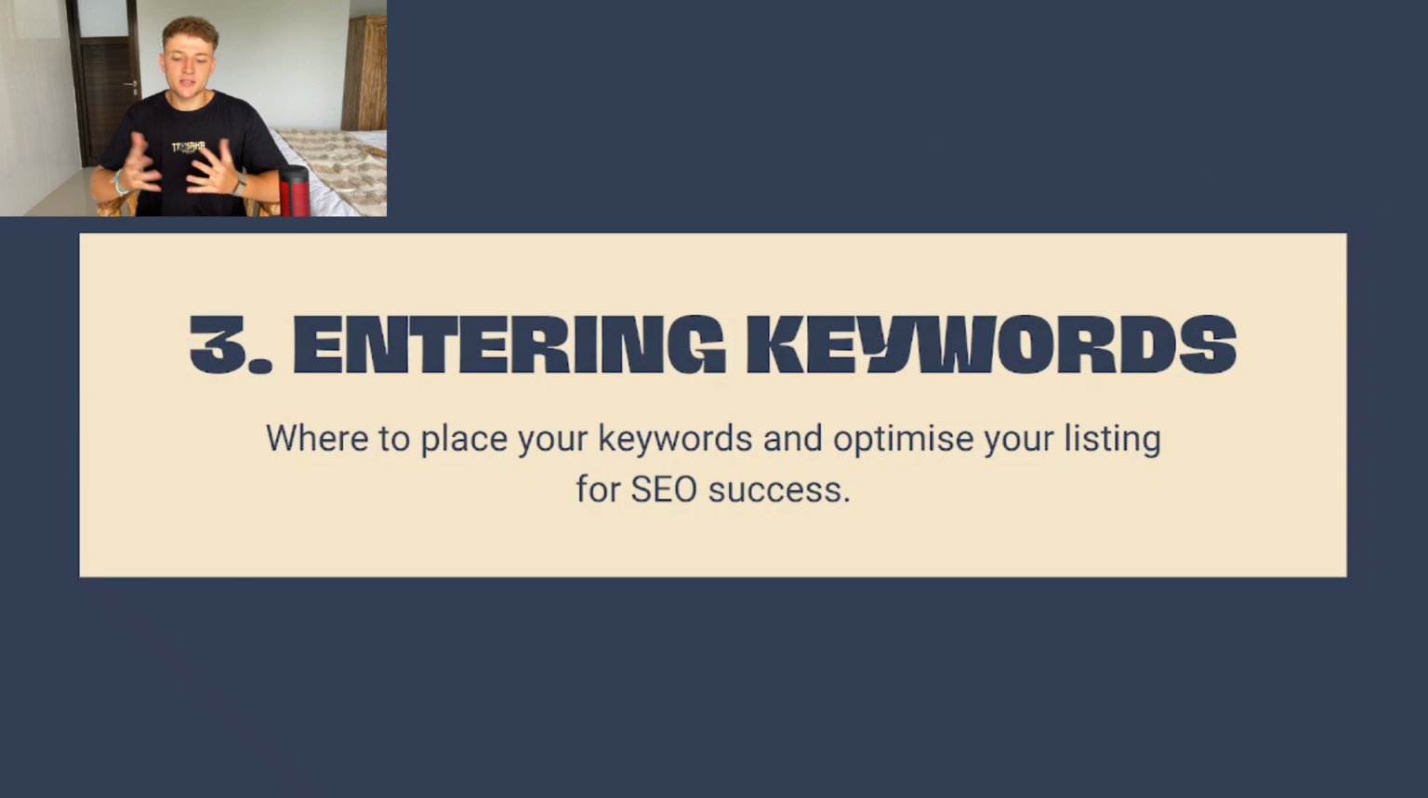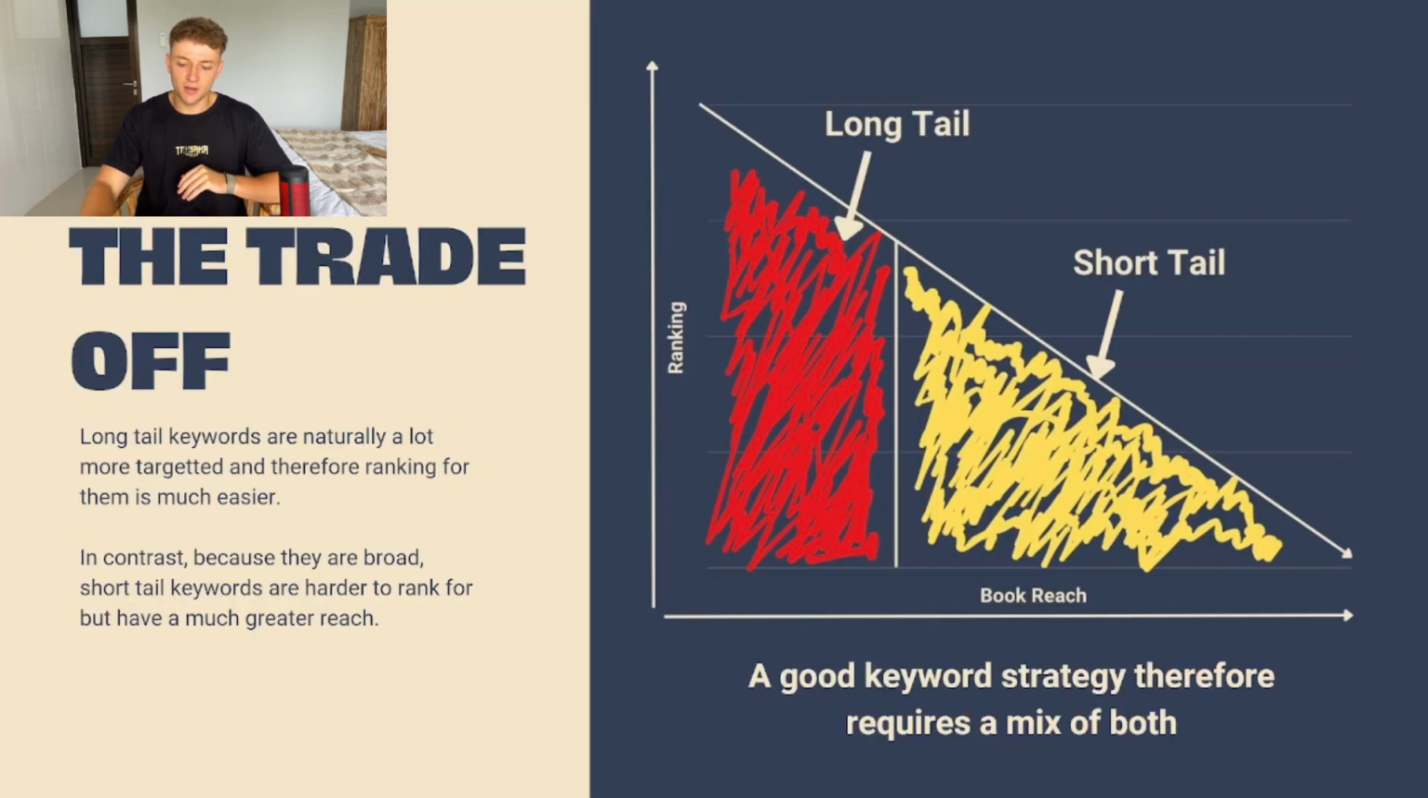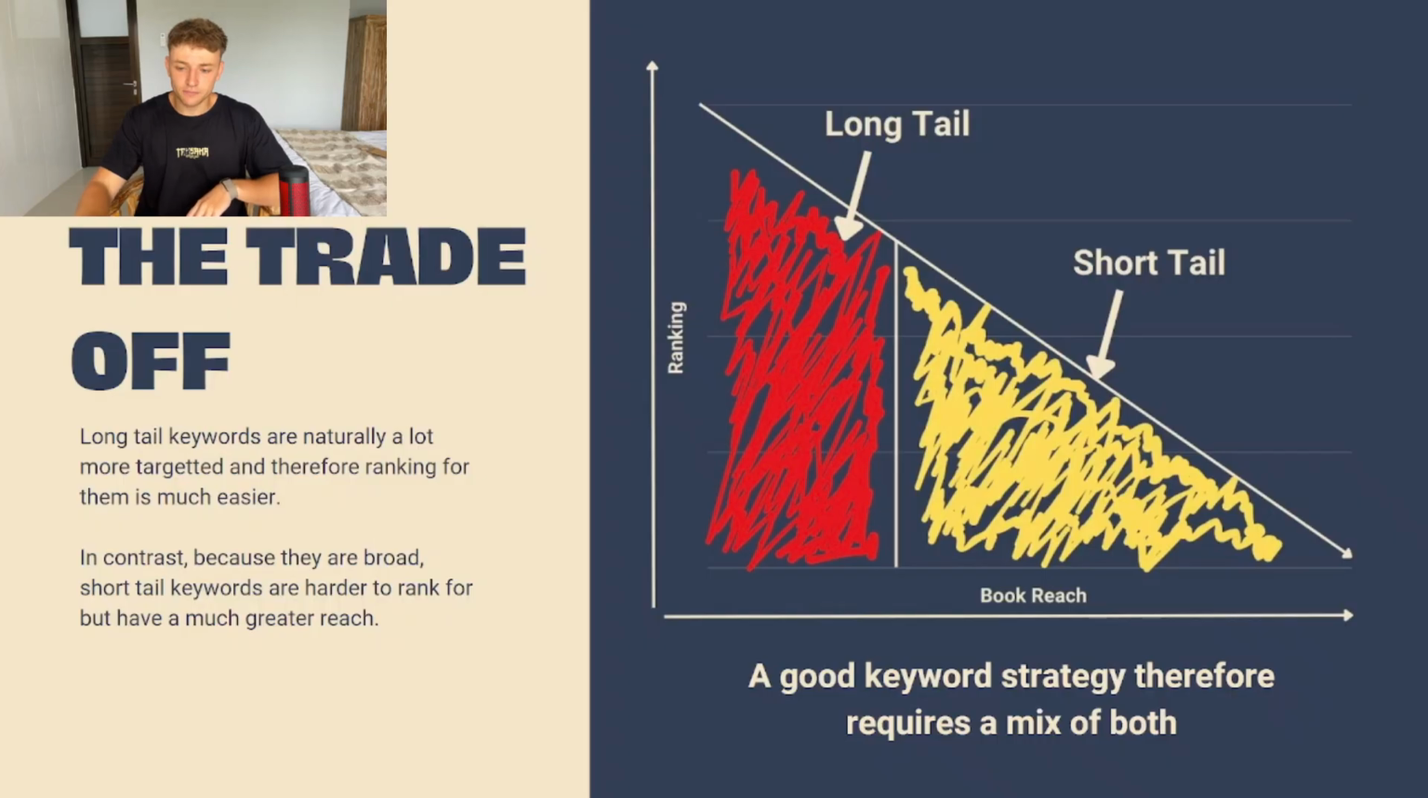And that moves me on to the third section, which is entering keywords: where to place your keywords and optimize your listing for SEO success. So we're going to go back to this graph here. In my opinion, a good keyword strategy should require a mix of both long tail and short tail keywords. If you're using long tail keywords, these are keywords that you're going to rank really well for, so you're going to want to have a couple of those in your title, subtitle, and also your keyword boxes. But you also want to make sure your book has really good reach to loads of different customers. So having a balance between long tail and short tail keywords is really, really important.